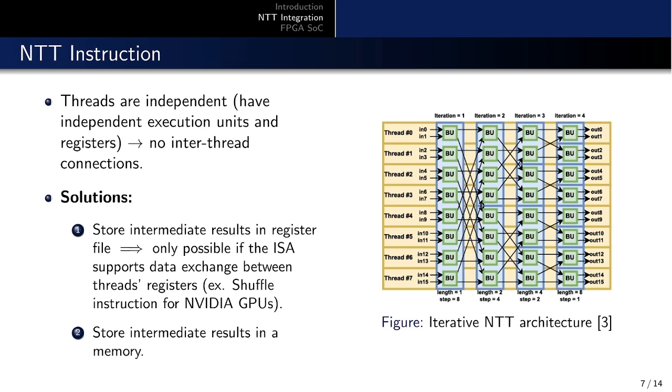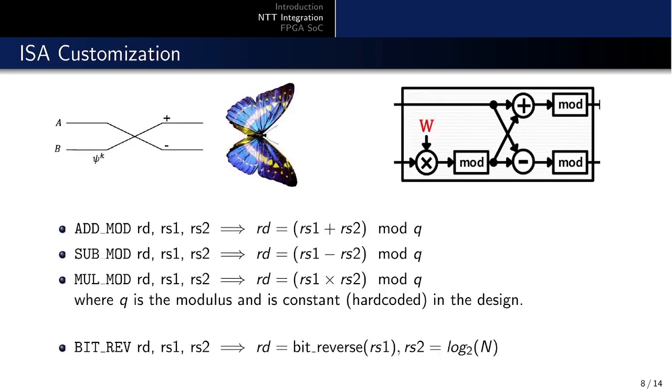For the custom instructions that we added, the basic unit in the NTT is the butterfly unit. It's composed of three main operations: modular multiplication, modular addition, and modular subtraction, and those are the three custom instructions. We also make the mod q constant.